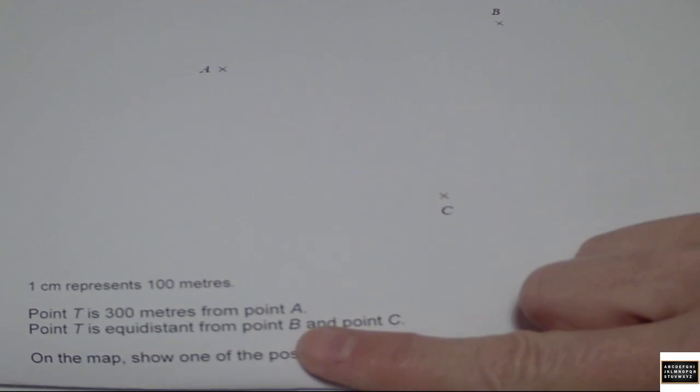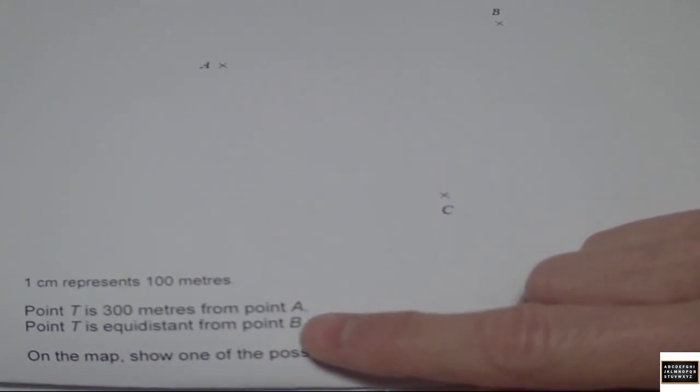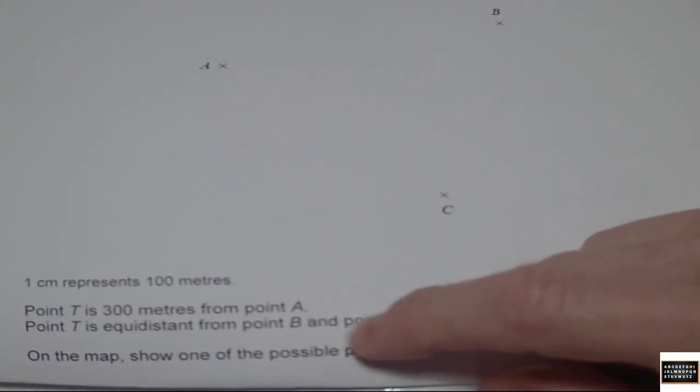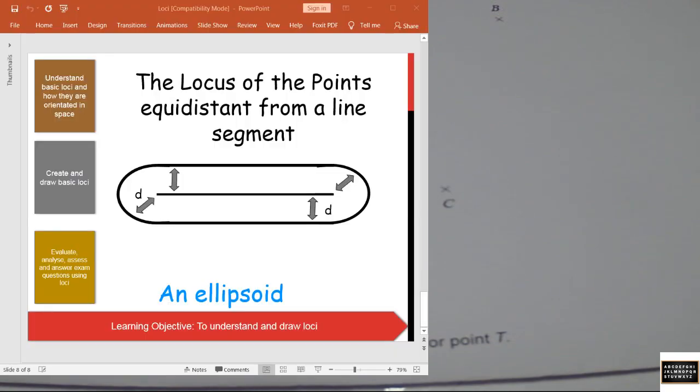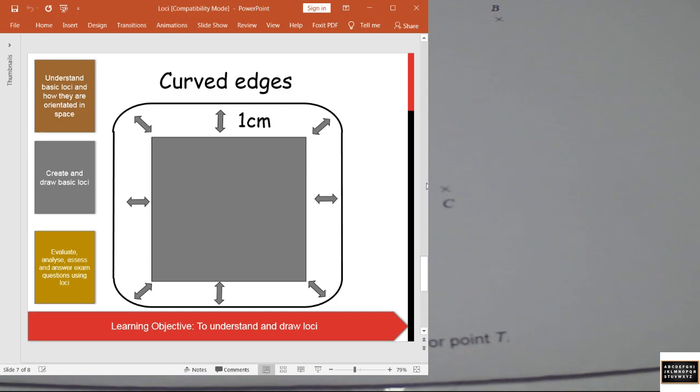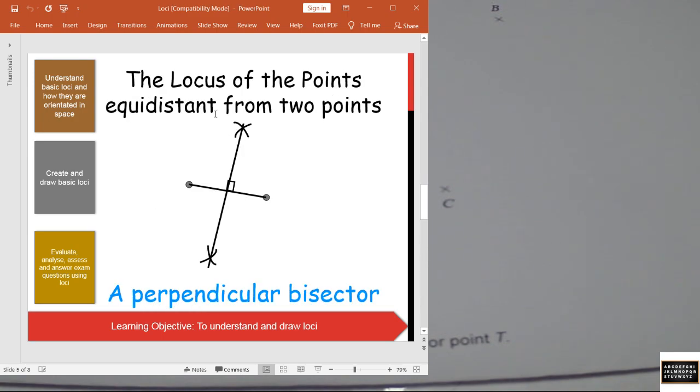Equidistant, so they've actually used the word equidistant here. That means equal distances from point B and point C. So that's equal distances from 2 points, which is a perpendicular bisector from the presentation earlier. Just to remind you, let's see that real quick. So here's the PowerPoint from earlier. If I flick up a bit, this is what we're talking about.